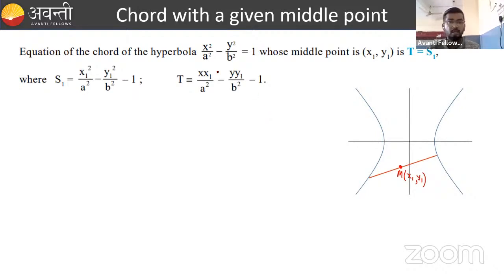Now earlier we were given a point here and we found the chord of contact, right? Now a point is given on the chord of contact, and that point x1 comma y1 is the midpoint of this chord. So how can we write the equation? T equals s1.